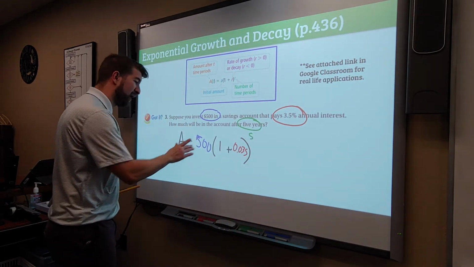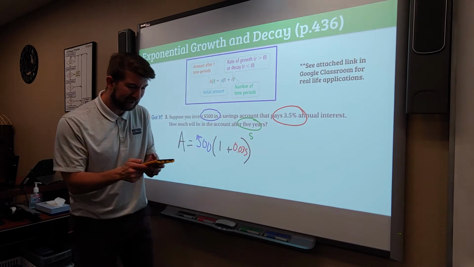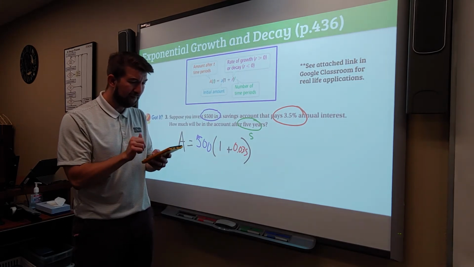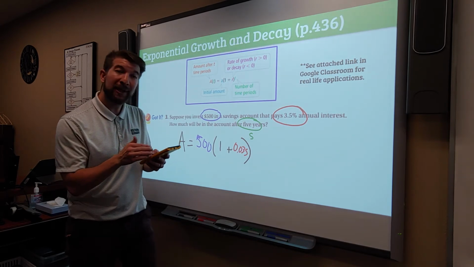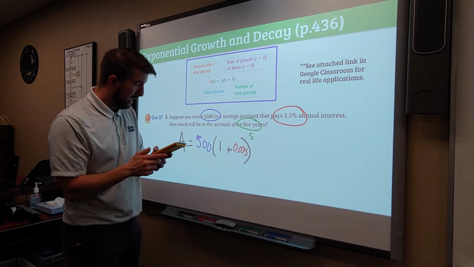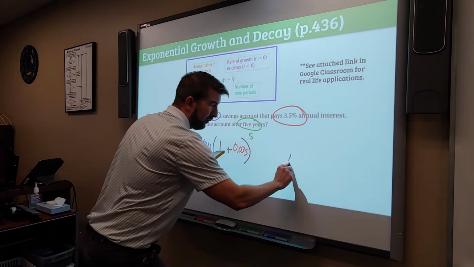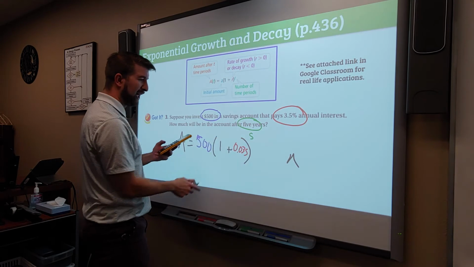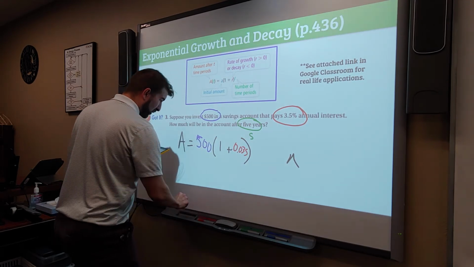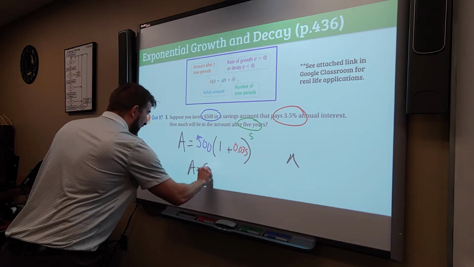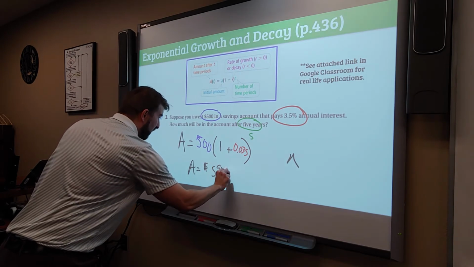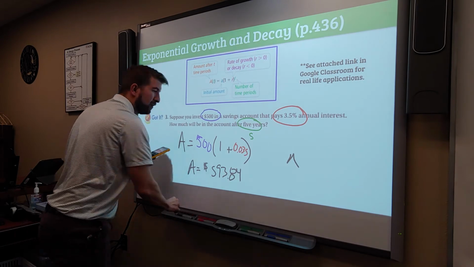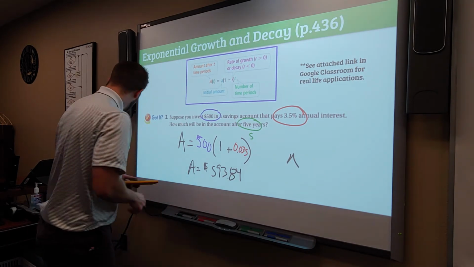So I would take my calculator and I'm just going to type this in exactly like I see it. I'm going to hit 500 parentheses 1 plus 0.035. I'm going to hit that little carrot stick button, that's what I call it. That will allow me to do my exponent of 5. And then my answer is $593.84. Something like that. All right, pretty simple.